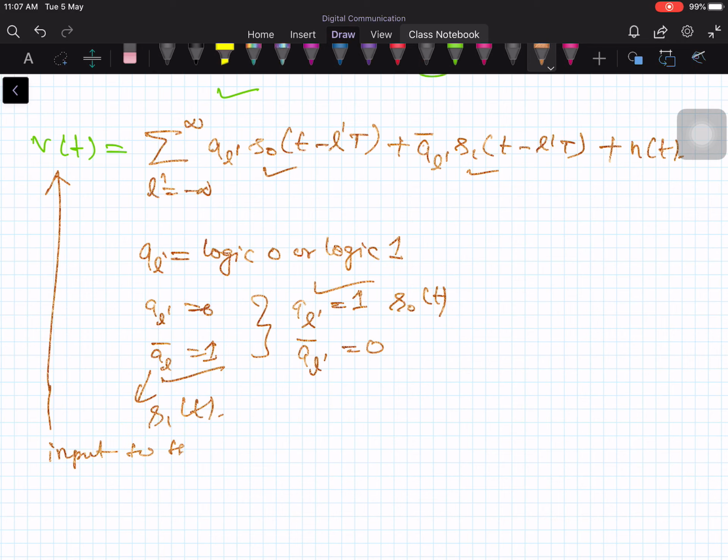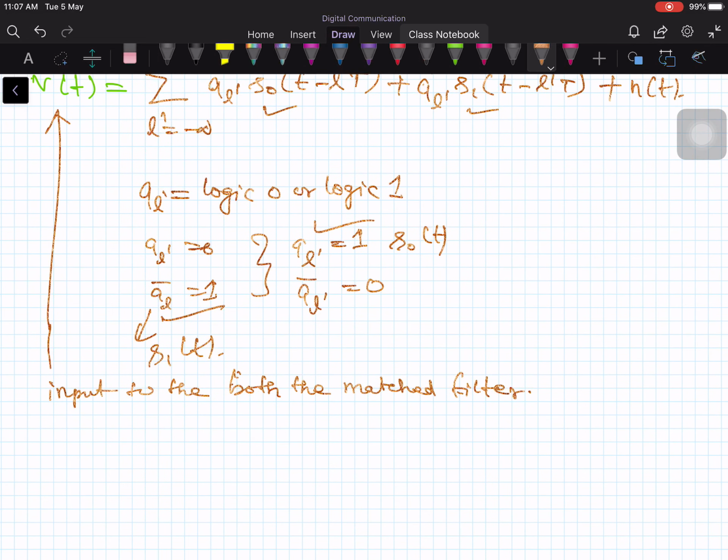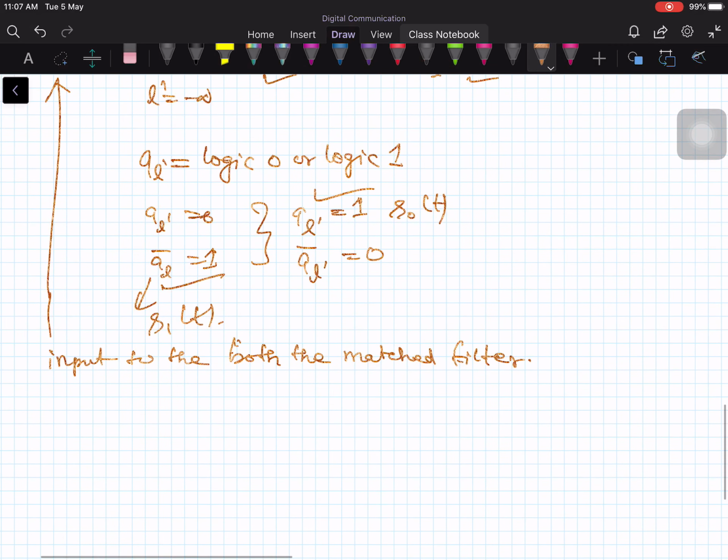Input to both the matched filters. Okay. Now let us look at the output of the matched filters. There are two matched filters. Let me take the top one first.